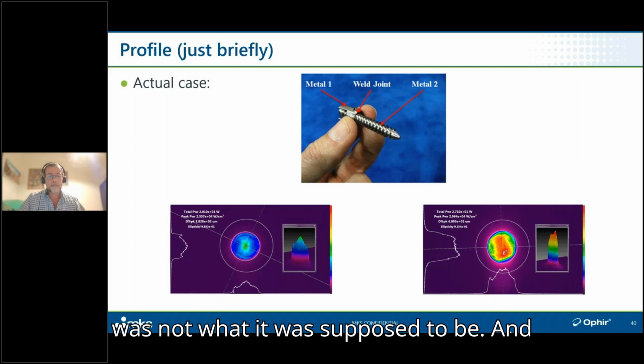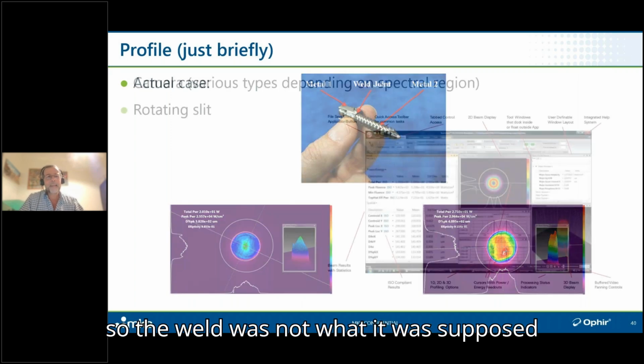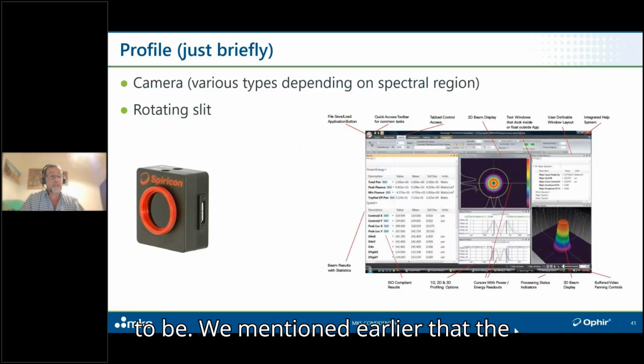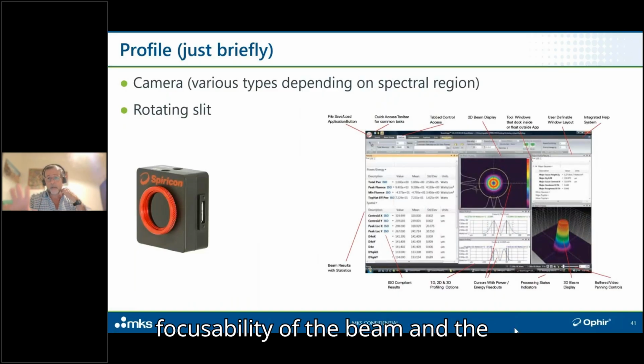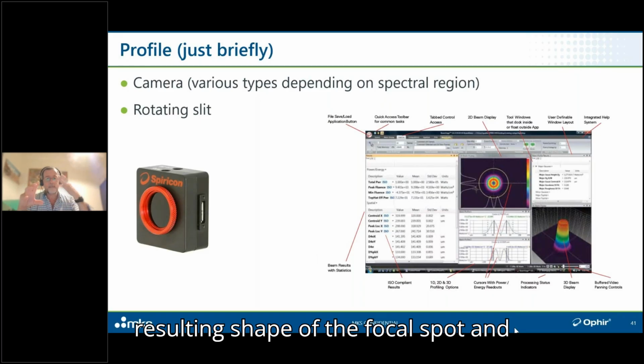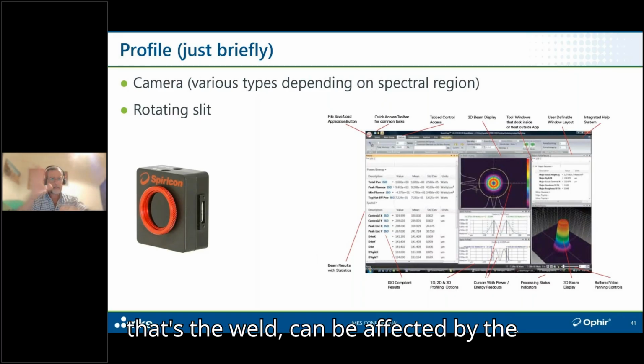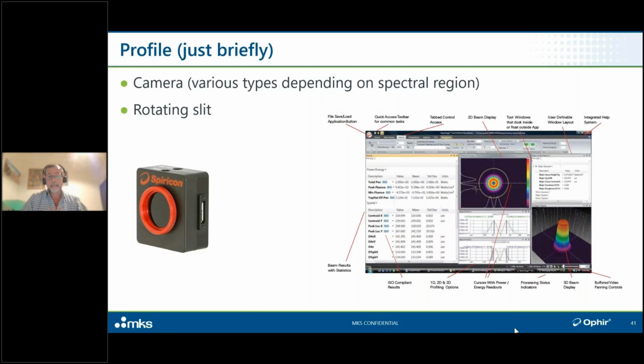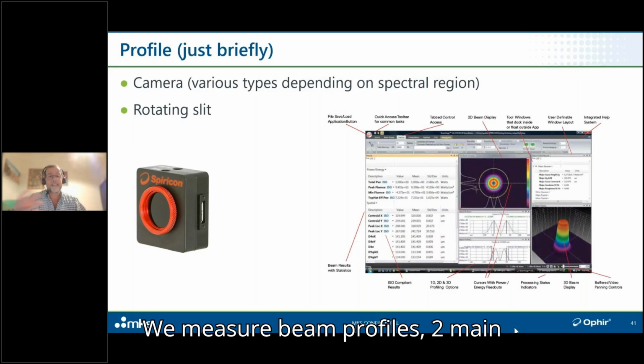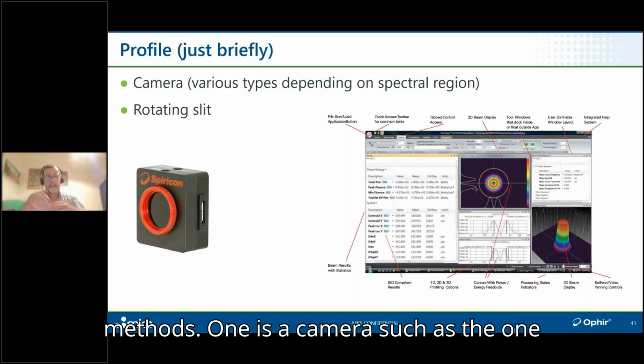We measure beam profile two main methods. One is a camera, such as the one you see here, CMOS or CCD, usually a camera that looks into the beam. Very often it'll need some kind of attenuating optics, lots and lots of details. And then most of the power is in the software, lots of very sophisticated calculations and processing go on.